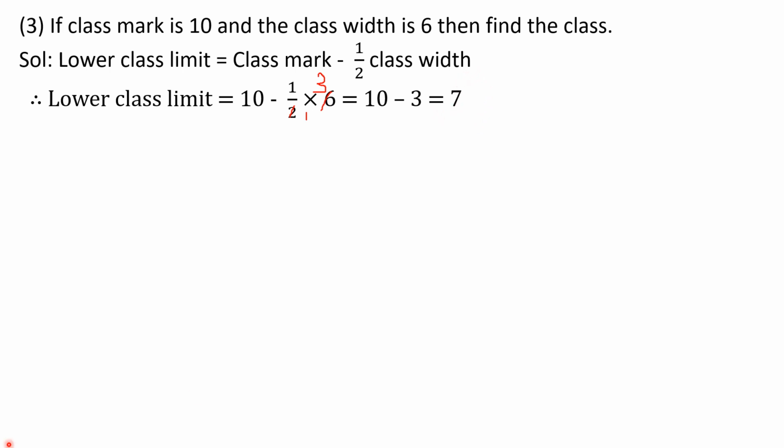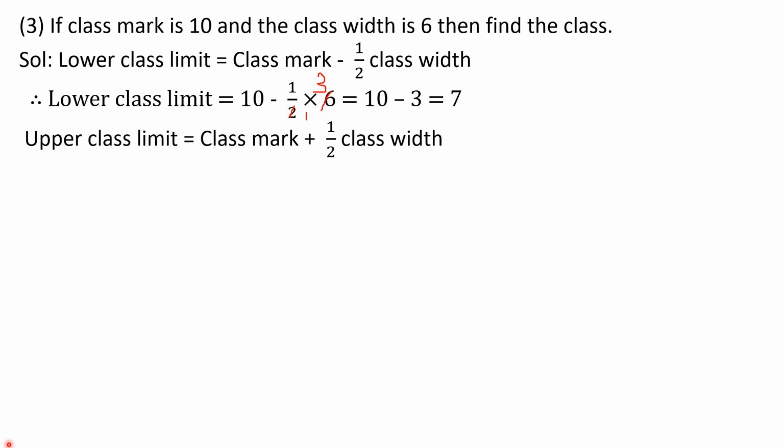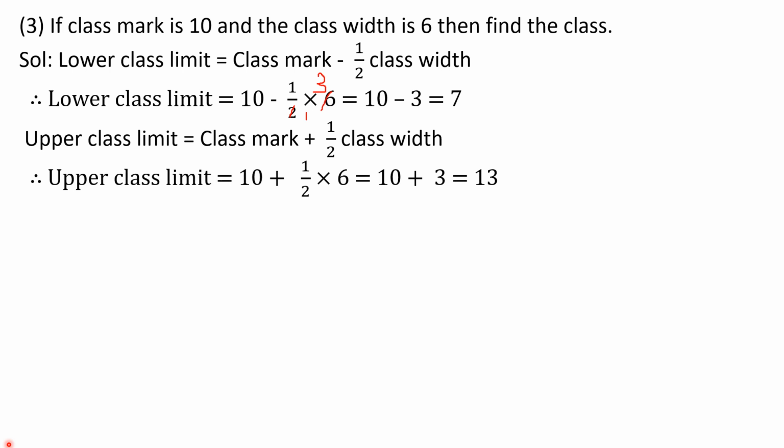So you can find the upper class limit also. To find the upper class limit, you just add half the class width to the class mark. So upper class limit is equal to class mark plus half class width. You'll substitute the values. Therefore, upper class limit is equal to 10 plus half into 6. So it will cancel, 2 ones are 2 and 3 twos are 6, meaning you get 3 over here. So 10 plus 3 will give you 13.